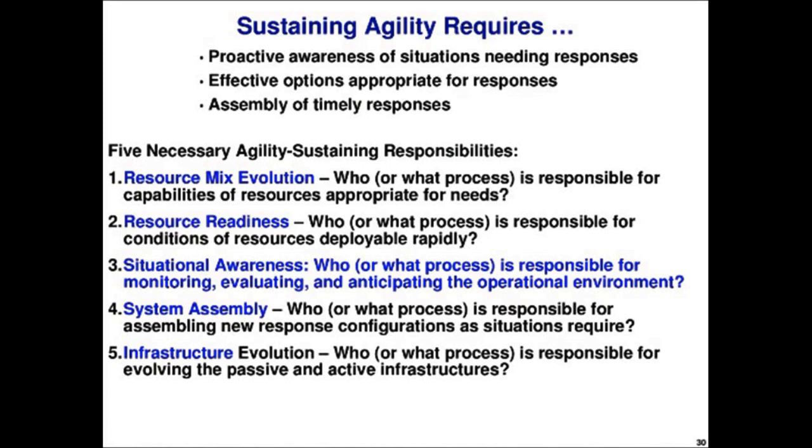System assembly, who actually pulls together the resources that are effective for dealing with the response situation that just arose. And then there's the infrastructure evolution, which should happen a lot slower than the resource mix evolution, but it's the activity that evolves both the passive and the active infrastructure. And as I've said to people in real environments, the job of those people is generally to say no every time somebody says, let's change some of the standards and the rules we have, until it is necessary to say yes.